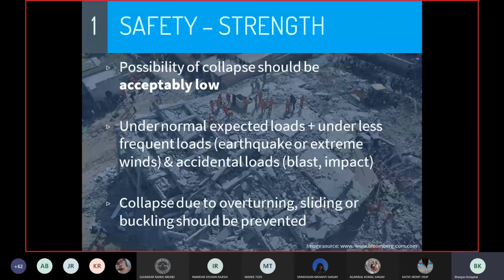So the structure should be safe in terms of its strength, meaning that the possibility of collapse should be acceptably low. Now, this should not be under normal and expected loads like live loads and superimposed dead loads and so on, but also under less frequent loads like earthquake or extreme winds and accidental loads like blast and impact. Now, these things become increasingly important as you move from conventional low-rise structures to high-rise structures, or you move from conventional low-rise structures to long-span structures like malls, auditoriums.